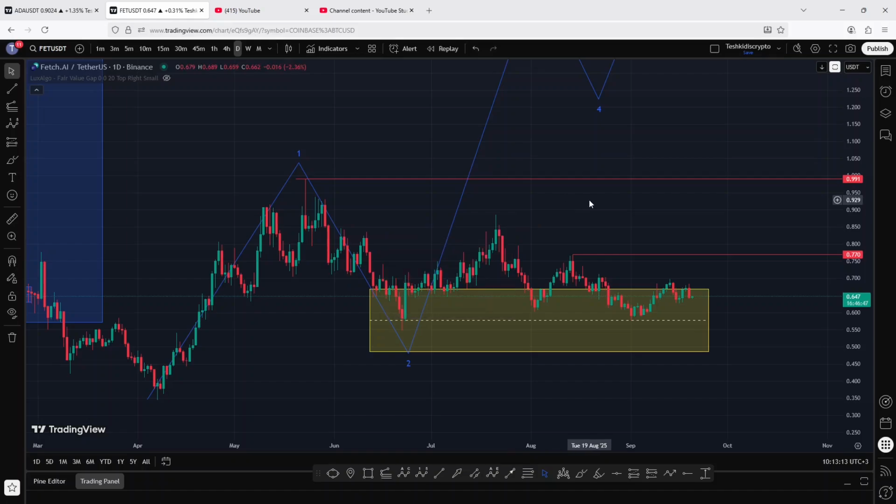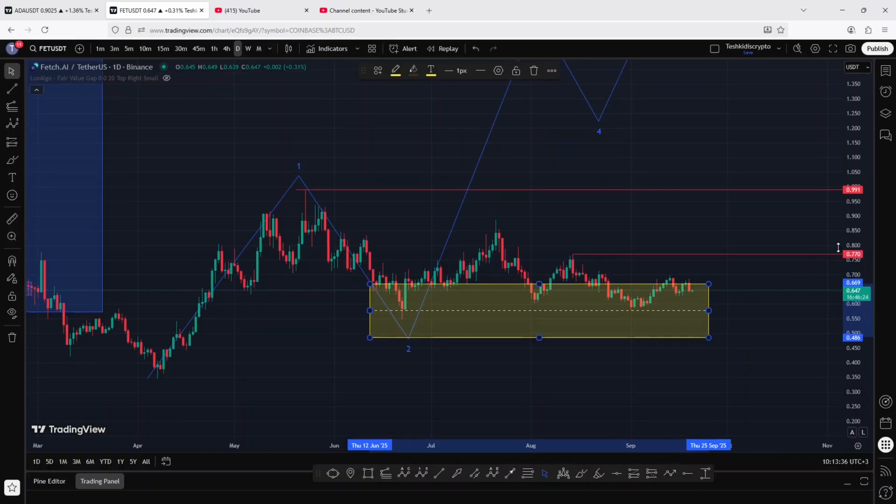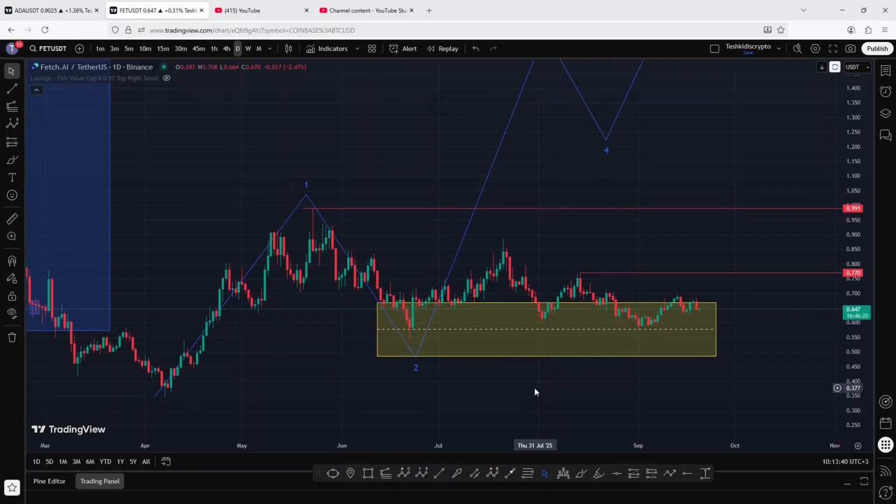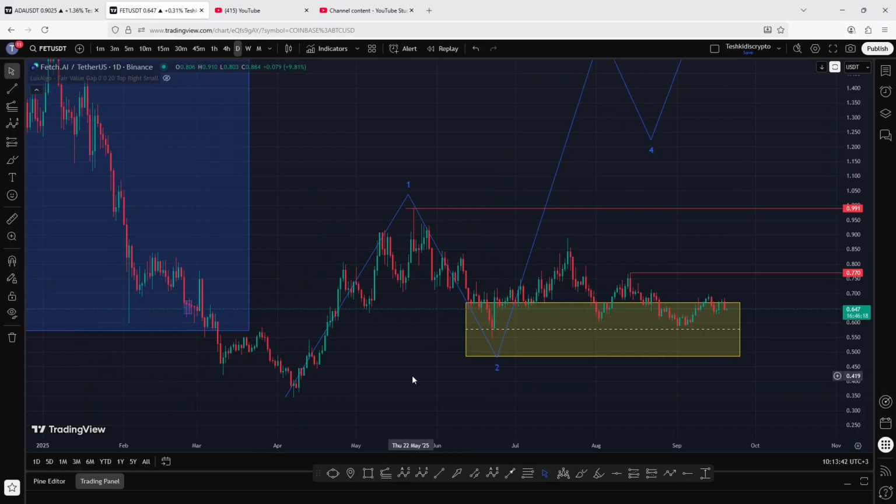Fetch AI at the time of this recording continues to hold within a significant key area of support between the 0.669 and the 0.486, which is that yellow target area. And on today's update video, I will be discussing the next key areas of resistances that we need to see a break above, and also discuss a negative structure that is unfolding here on the daily chart. So make sure that you stick around till the end of the video.